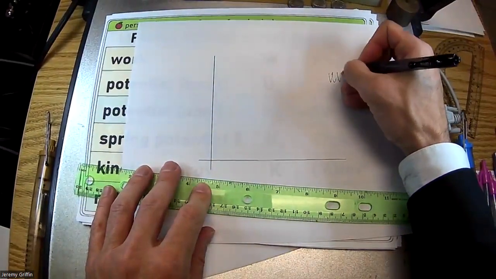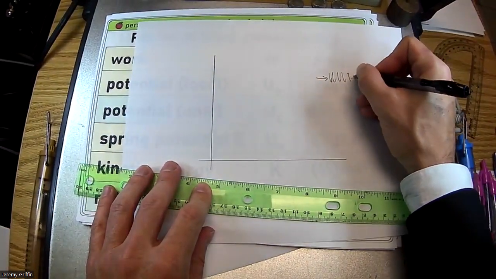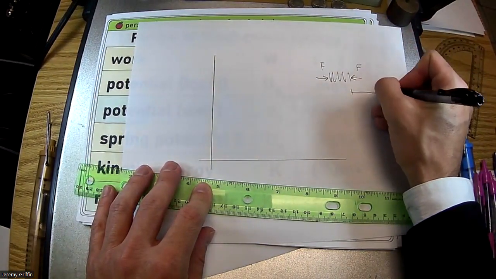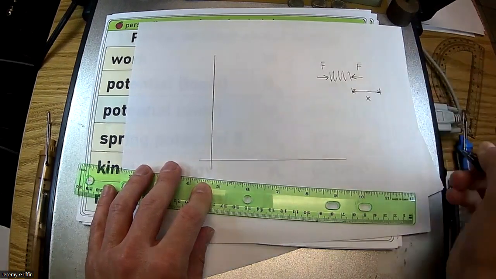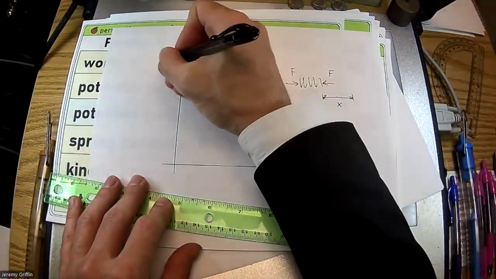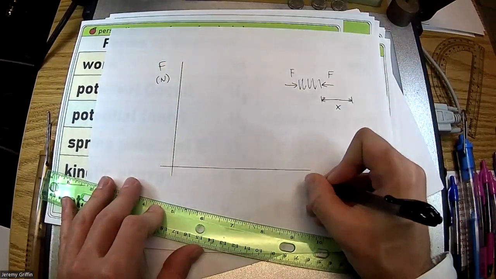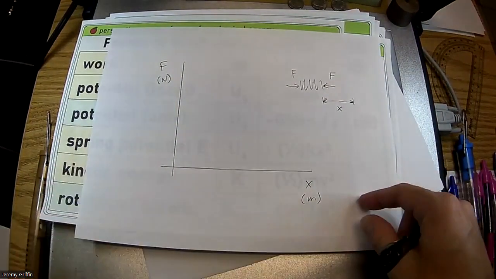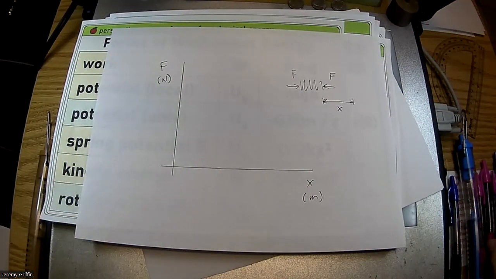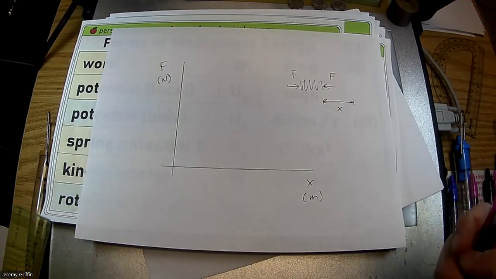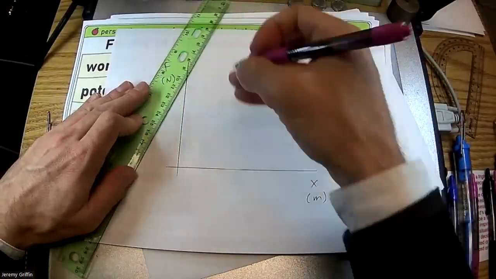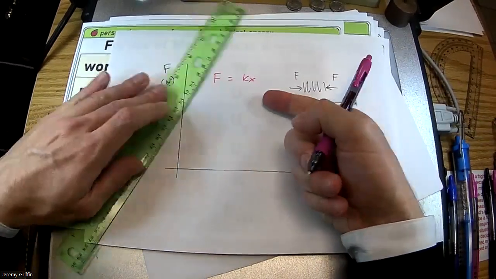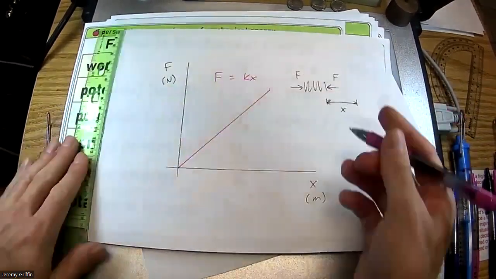If you're compressing a spring, so here's a force, and by Newton's third law there's an equal and opposite force. To compress a spring, suppose you compress it some amount x, right? And then you make a graph. Force, say in newtons, versus x, say in meters. What does that graph look like for compressing a spring? Hint: F equals kx. That's Hooke's law. Is that just a straight line?